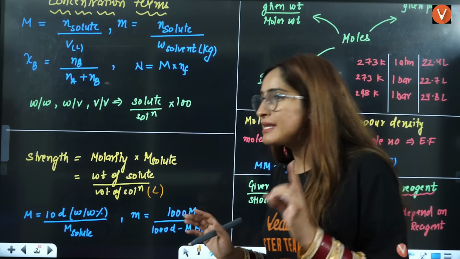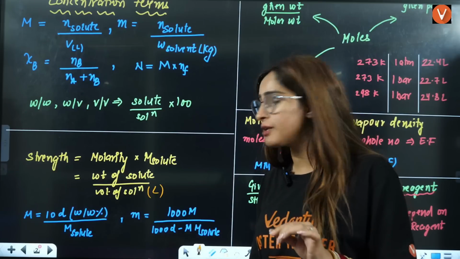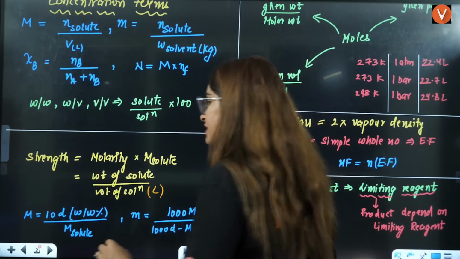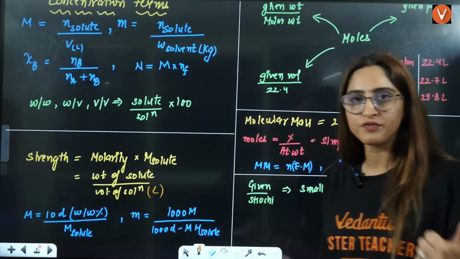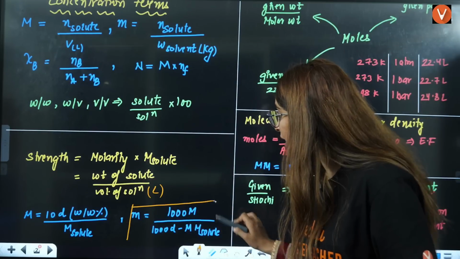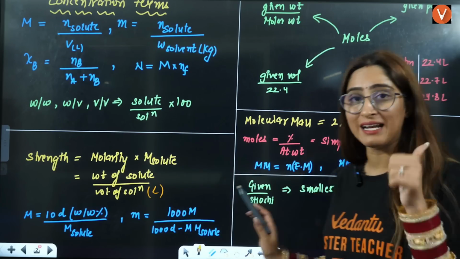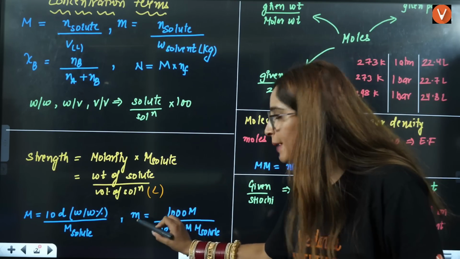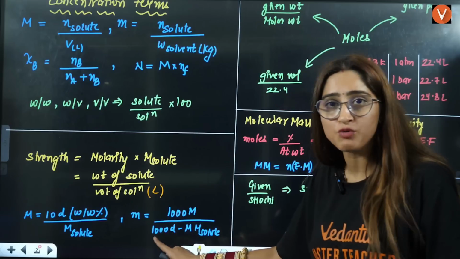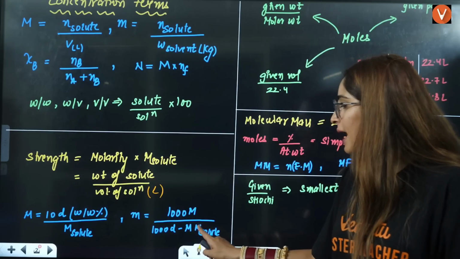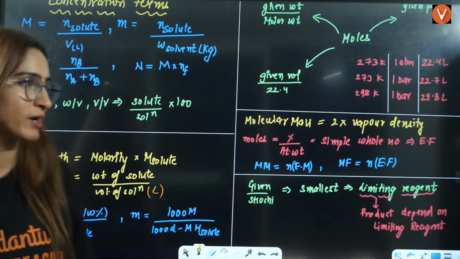Next, if you talk about the molar mass and its relation with weight by weight percentage, then molarity is equal to 10 into density into weight by weight percentage divided by molar mass of solute. But this particular formula is very important, where they usually ask the relation with molality. Small m is the molality, capital M is the molarity. So m is equal to 1000 into capital M divided by 1000 multiplied by density minus molarity into molar mass of the solute. This formula is very, very important, right?